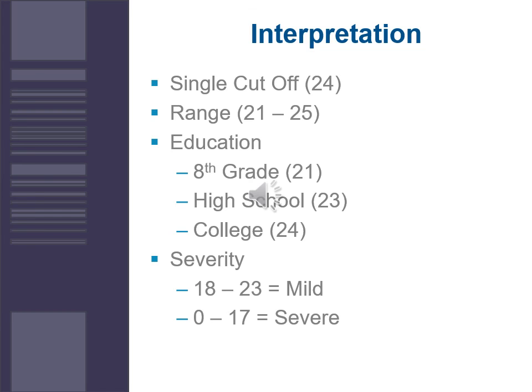There are several ways to interpret the score obtained with the MMSE. A score of 24 or below is generally considered abnormal. A score of 21 or below indicates increased odds of dementia, while a score of 25 or above indicates decreased odds of dementia. The cutoff score can be adjusted based on educational level. Finally, a score from 0 to 17 is characterized as severe cognitive impairment, and a score of 18 to 23 is characterized as mild cognitive impairment.